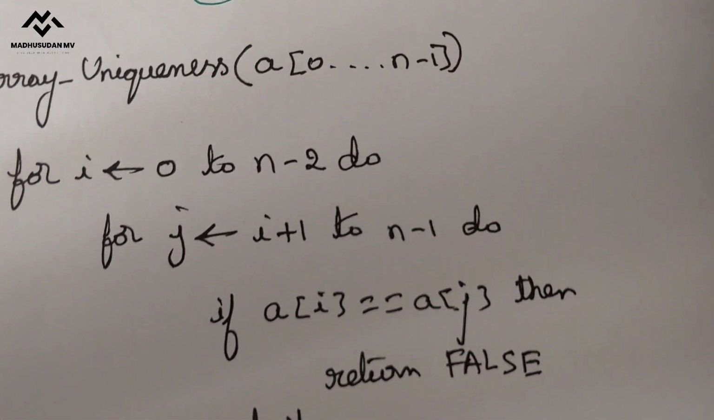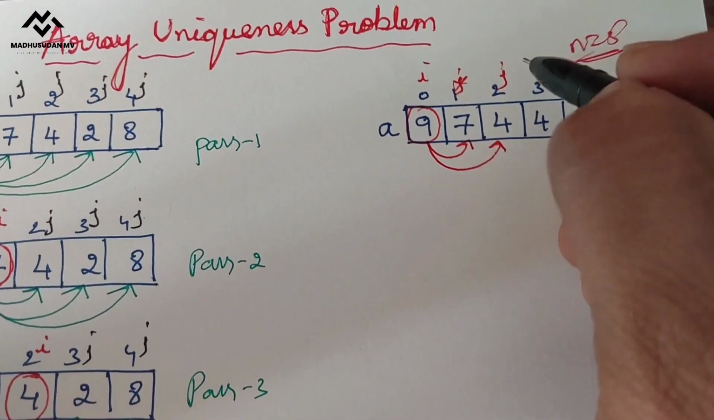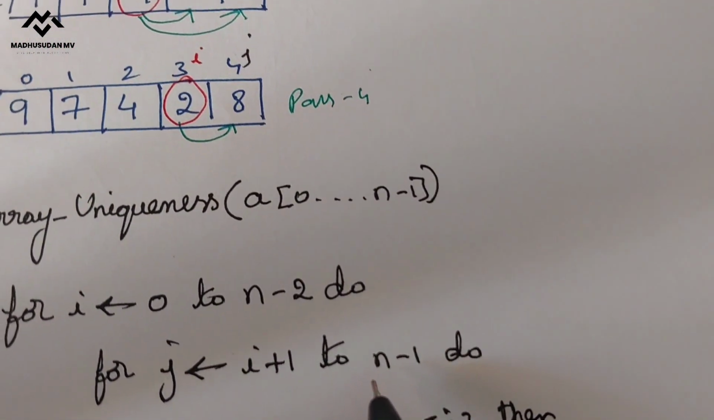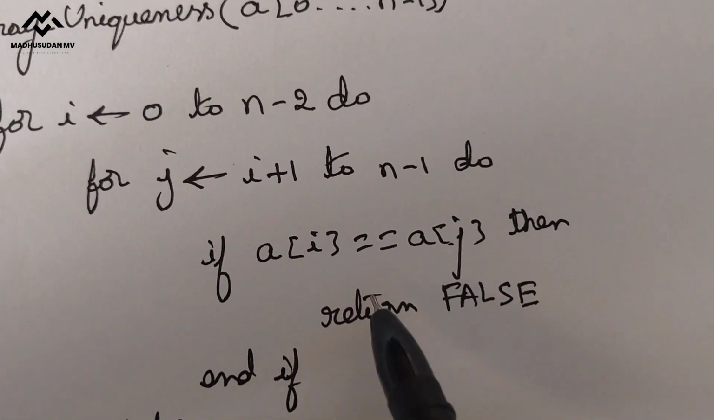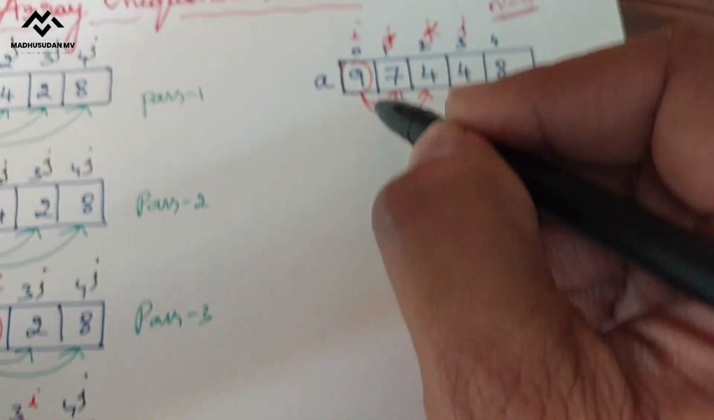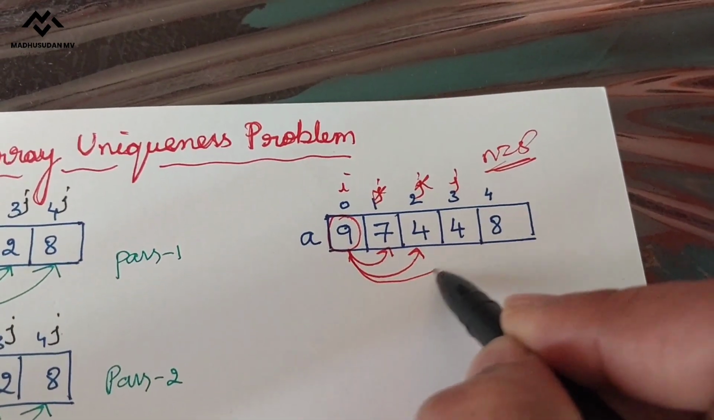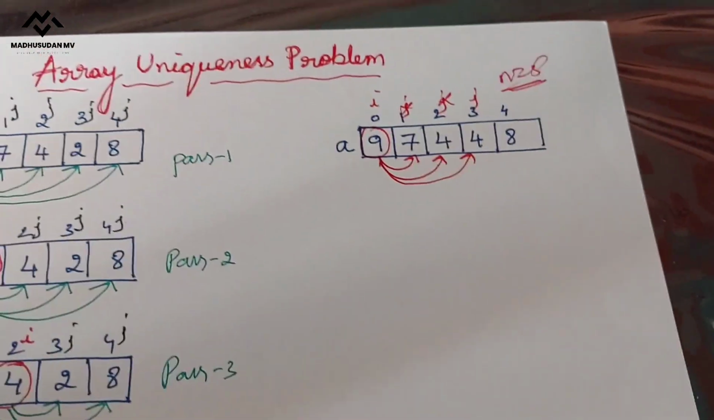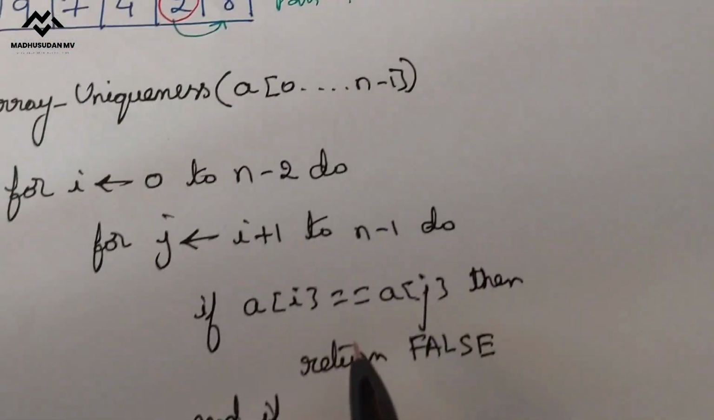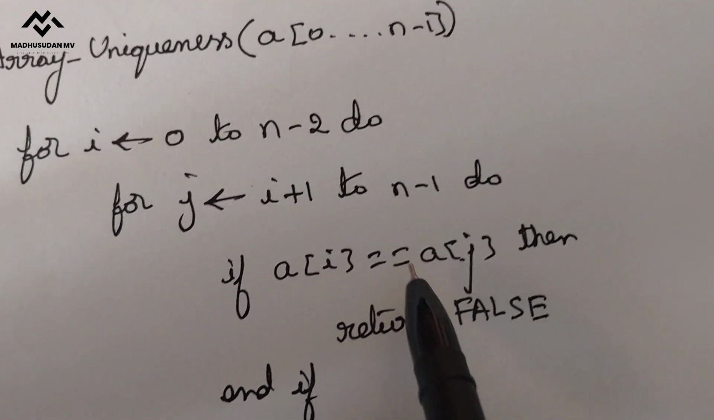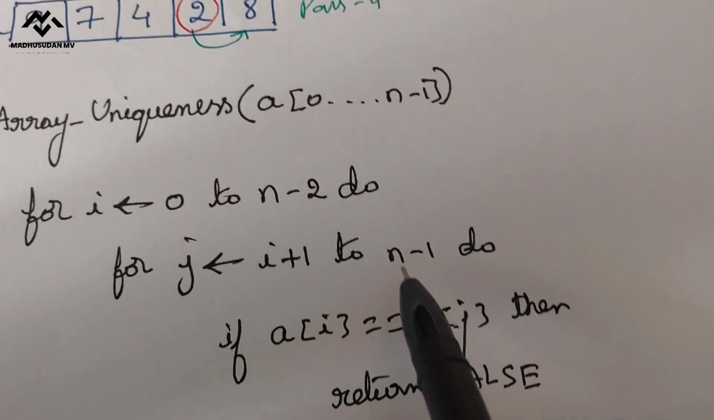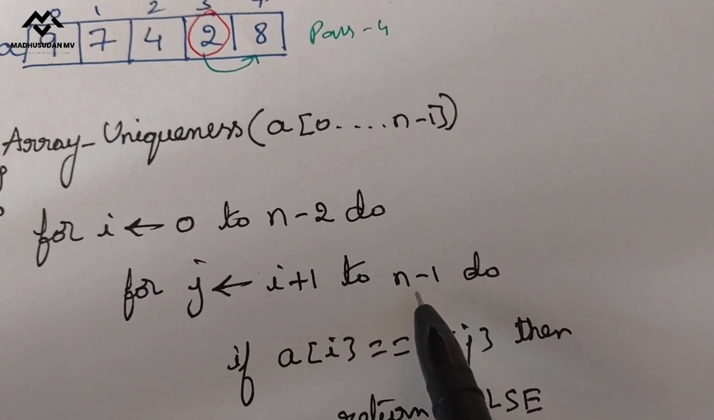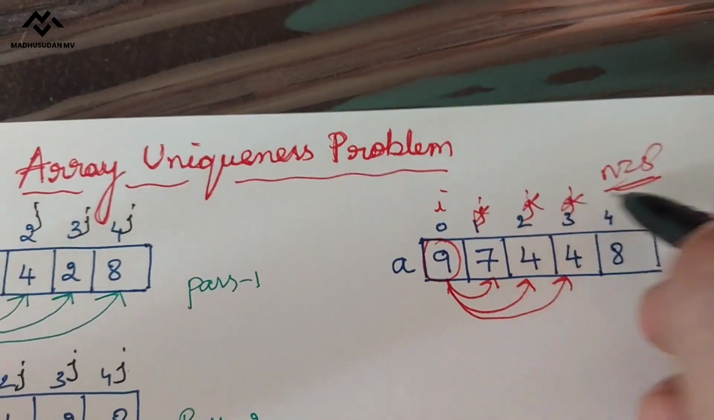Now j becomes 3. So 3 less than or equal to 4, true, comes inside. Now I am checking A of I compared with A of j. Now again these two elements, 9 and 4, are not equal. So the condition becomes false, comes out of the if block. Go to the next iteration of the jth for loop. Now j is incremented to 4.